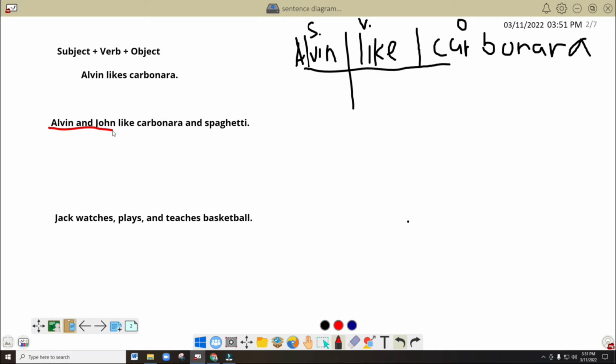Alvin and John like carbonara and spaghetti. Not only that, we also got two objects, carbonara and spaghetti. So how are we going to put this into a diagram? And of course, we only got one verb in here. So this is what we are going to do. You need to do this.